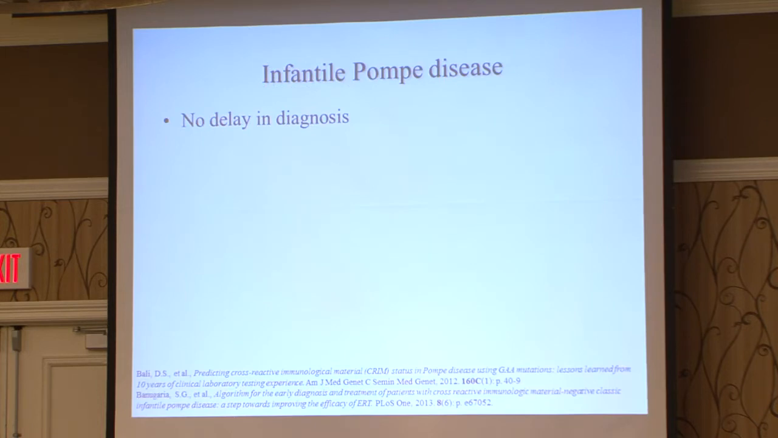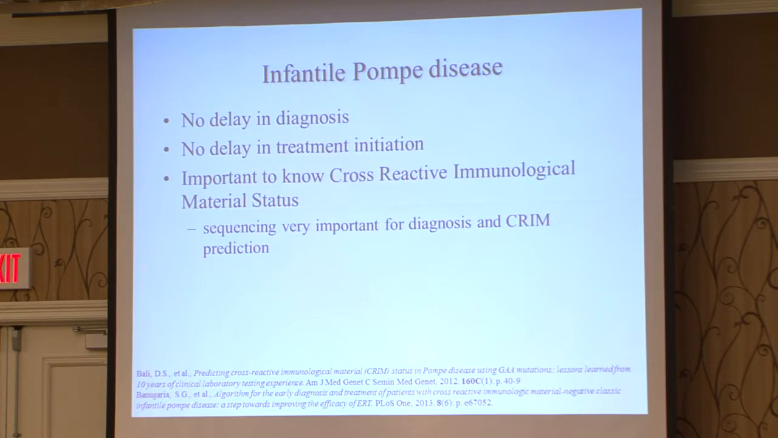I think for infantile Pompe disease, we know that there should be no delay in diagnosis. That's the whole purpose of newborn screening, and of course to identify later onset cases in a timely manner. No delay in treatment initiation. I think knowing the cross-reactive immunological material status, we know this today, it has to be recognized, and that sequencing is a very important part for diagnosis and for the CRIM, or the cross-reactive immunological material prediction.